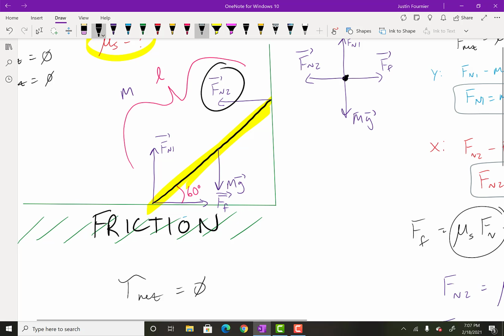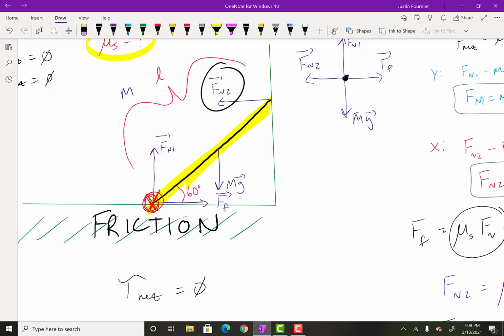And so the big question is, where do you want to put your axis of rotation? And typically you put it in a place where you can simplify your calculation. You can try different spots, but the one that's going to work the best is right here. So there's my choice of axes right there, and that means I got two torques.